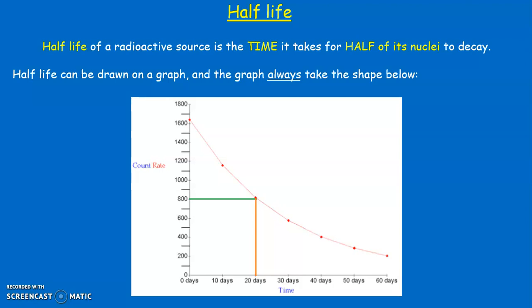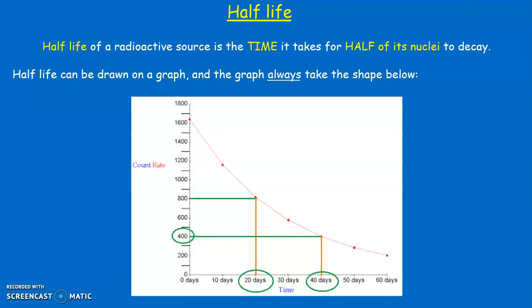Can we do this again on the same graph? Of course we can. So if we now take 800 as a starting point, half of 800 is 400. Draw a line across until it touches the graph, go down, and you'll notice now it's at 40 days. Please bear in mind that we're now taking the difference from the first half-life to the second half-life. So we start at 20 days, go to 40 days, and what do you notice? It's another 20 days. Half-life never changes for a known substance.